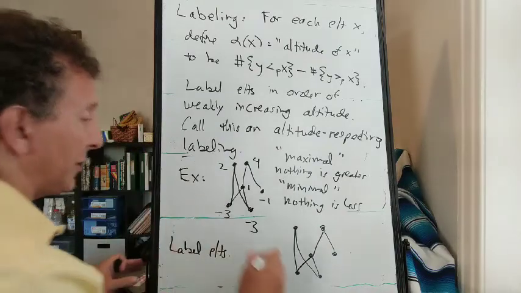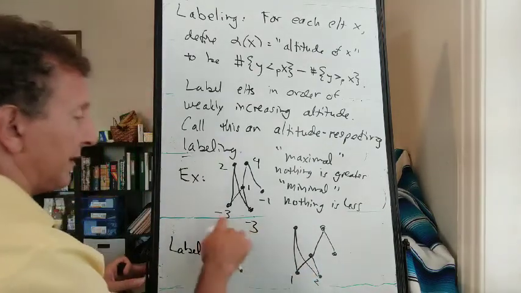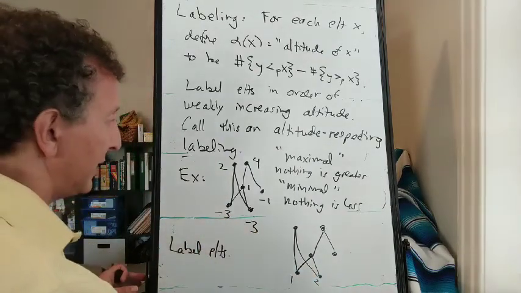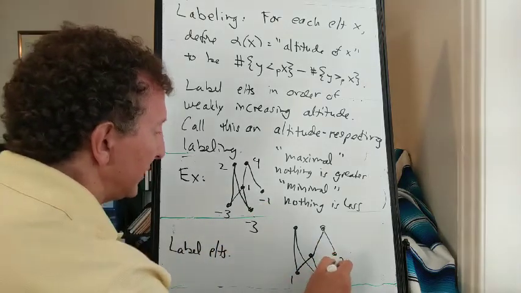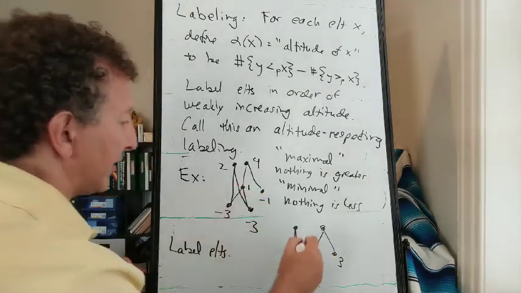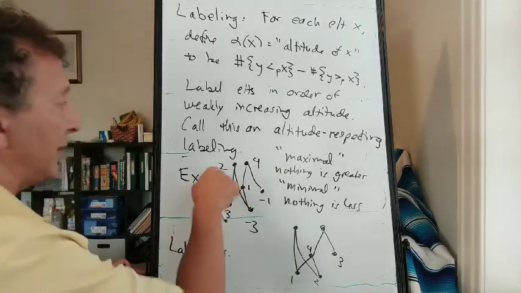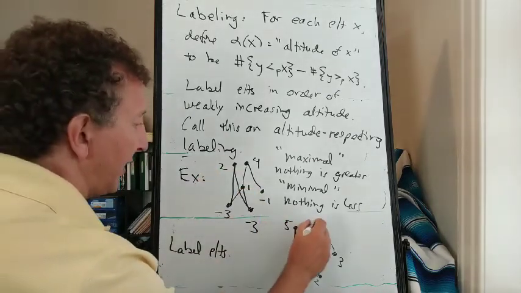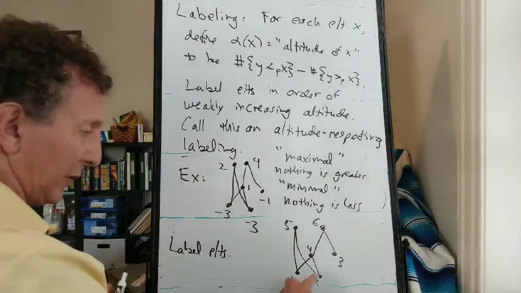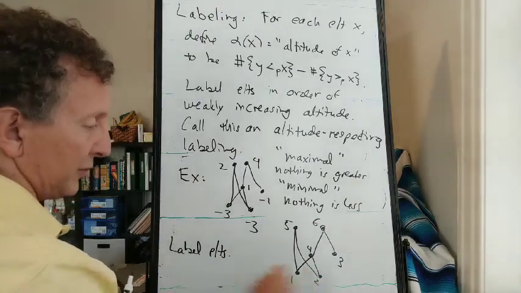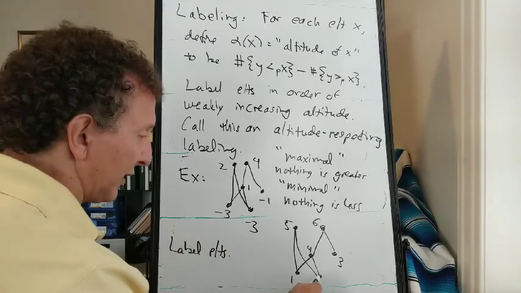So we can label the elements 1, 2, breaking this tie arbitrarily. And then the next lowest altitude is here, 3. And the next one is there, so that's 4. And the next one is here, so that's 5. And the next one there is 6. So the only freedom we had was we could swap the 1 and the 2, the elements that had the lowest possible altitude.